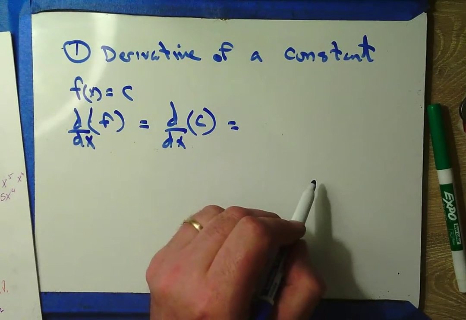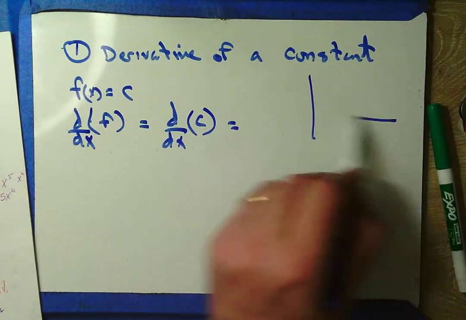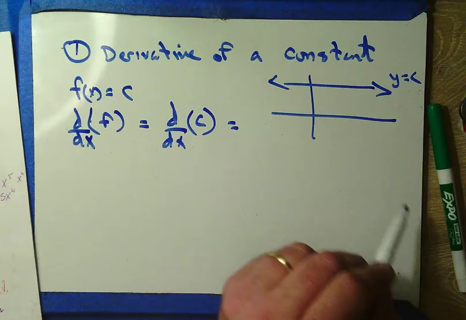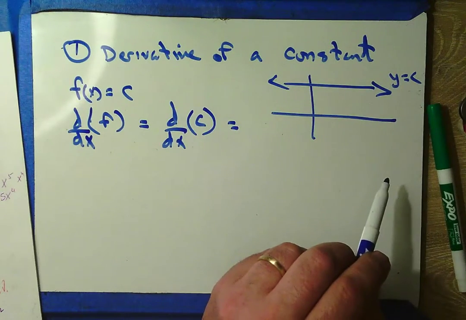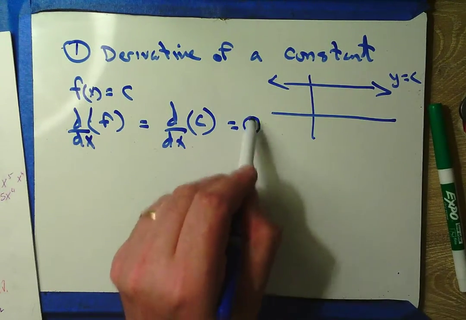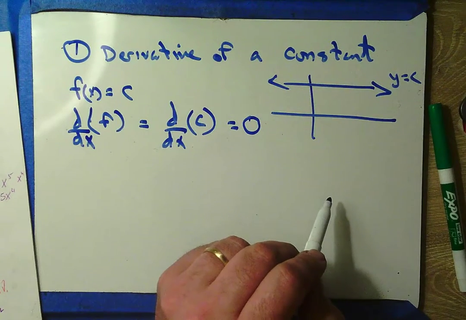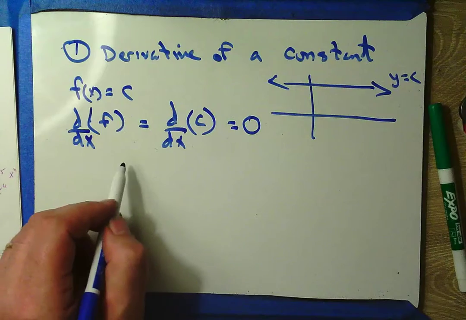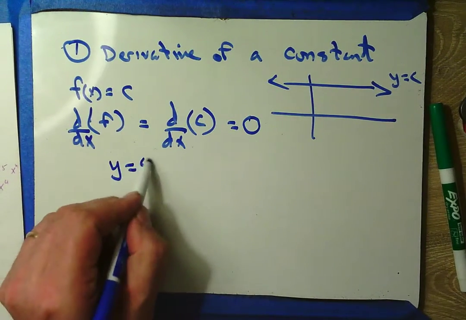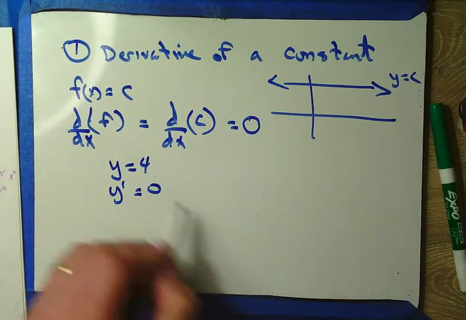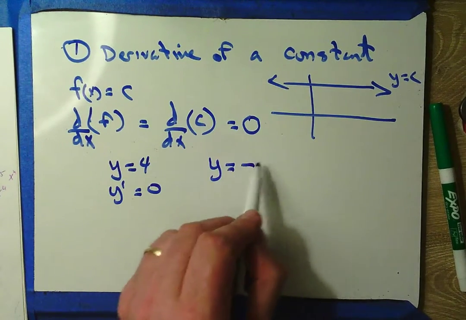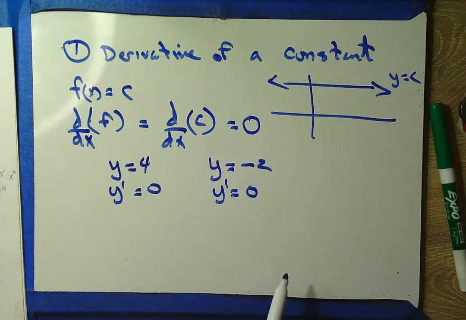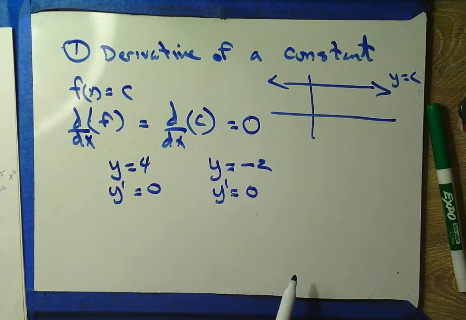Well, the derivative of a constant, let's think about this graphically. Here's the graph of a constant, y equals c. What kind of slope do we have here? The derivative or slope of a constant is always 0. So our first derivative shortcut: the derivative of a constant is 0. If y equals 4, then y prime equals 0. If y equals negative 2, then y prime equals 0. The derivative of a constant is 0.